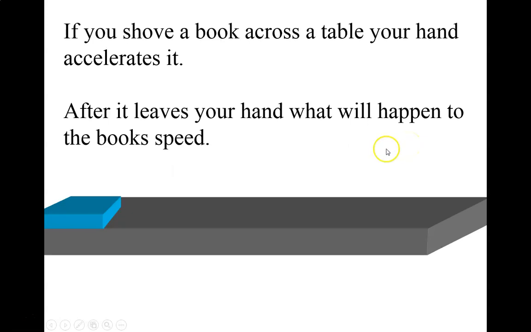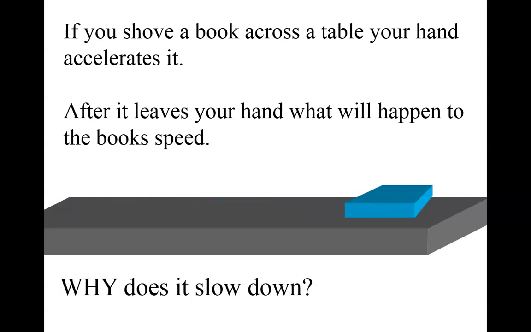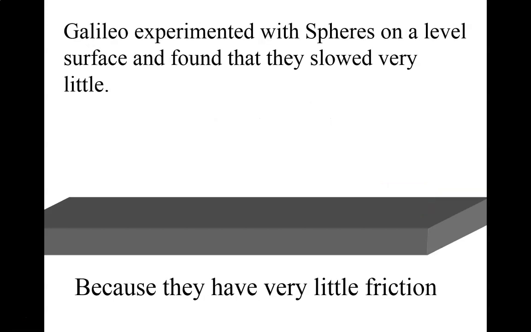Okay, so let's say we push a book and we shove it, and what's going to happen after I let go? What's going to happen to that book's speed? Okay, it's going to slow down. Okay, why does it slow down? Because there is friction. Friction tends to cause an object to slow down. Friction is an unbalanced force very frequently.